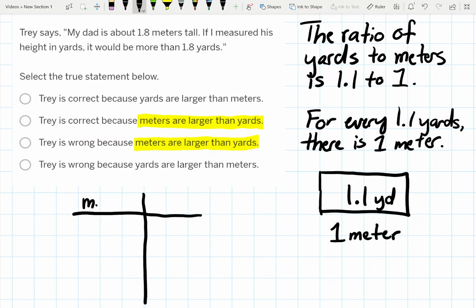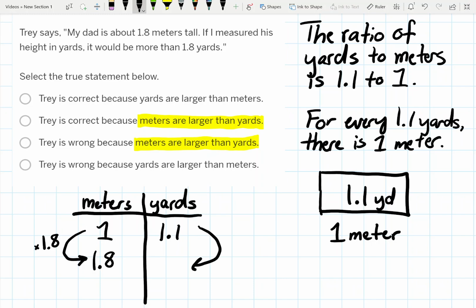Where we have meters and we have yards. So we know that 1 meter is the same as 1.1 yards. So Trey is saying that his dad is 1.8 meters tall. So 1 times what is 1.8? Well, any number times 1, or 1 times any number, is just going to give you that number back. So we know that's times 1.8.